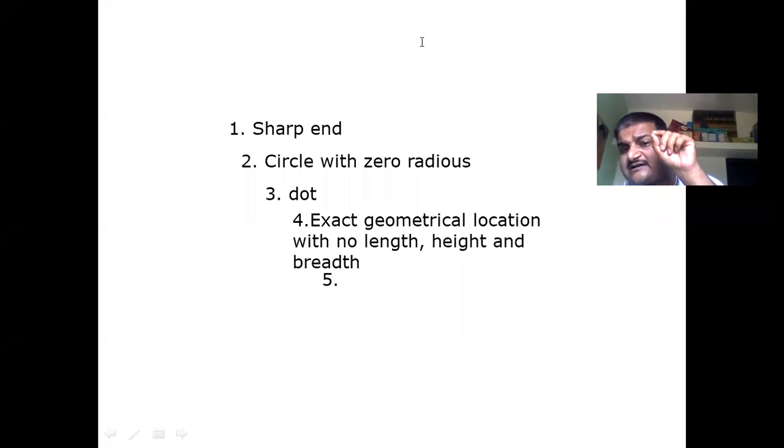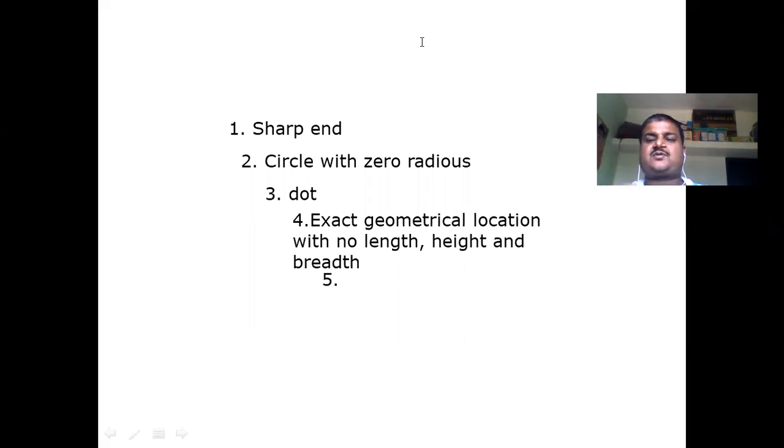But we can define this particular point with the fourth statement, that it is representing the exact geometrical location in the space with no length, no height, and no breadth. Means your point has no dimension. It is a zero, it has 0 dimension. And we are going to start our syllabus from the concept of projection of a point.